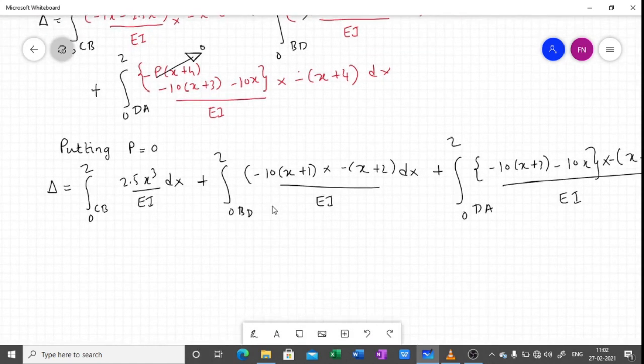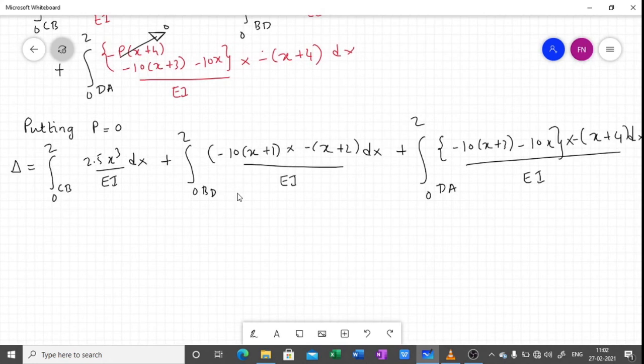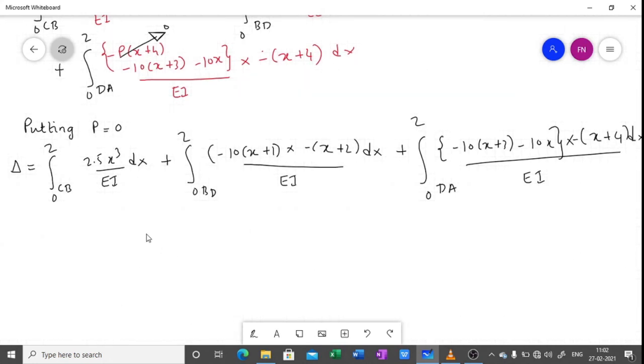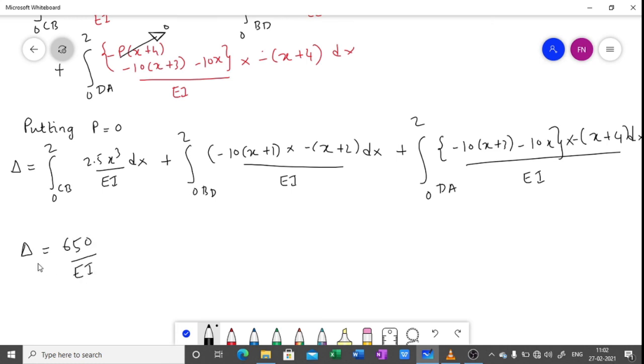You can easily solve this equation by using the calculator. You don't have to do manual calculation. It will take a long time. So just use the calculator, do limit integration, and you will get the answer. I will directly write down the answer. Answer is 650 by EI. This is the vertical deflection at C.